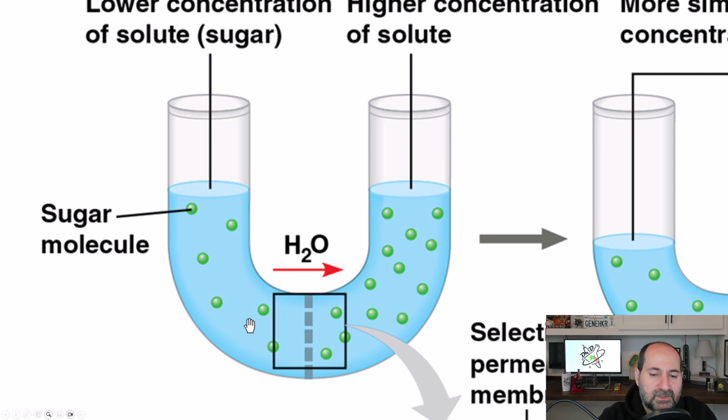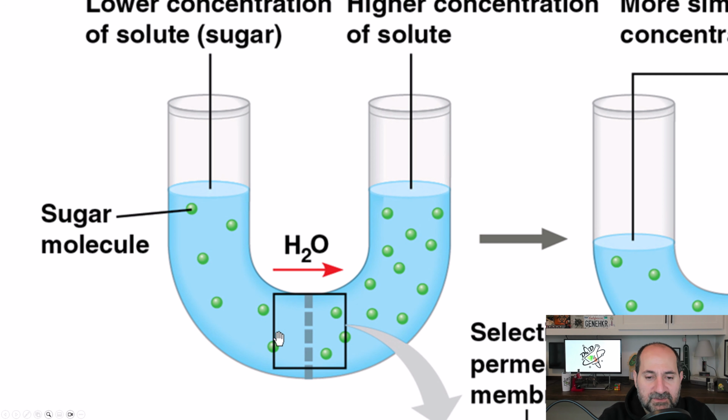However, remember, the green dots cannot diffuse across the membrane. This is an osmosis problem. So now water is what's moving. This is what you need to understand. Water is what's moving. Water will do the same thing. Water will move from where water is high in concentration to where water is lower in concentration.